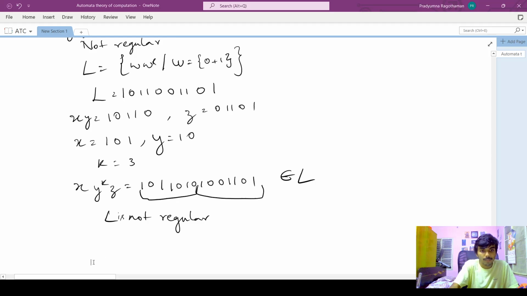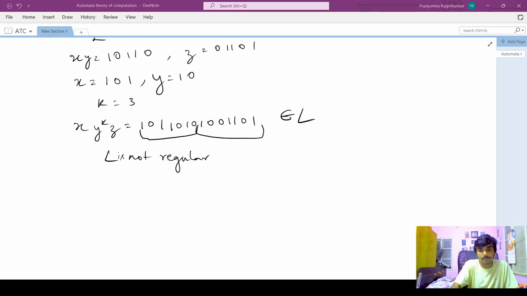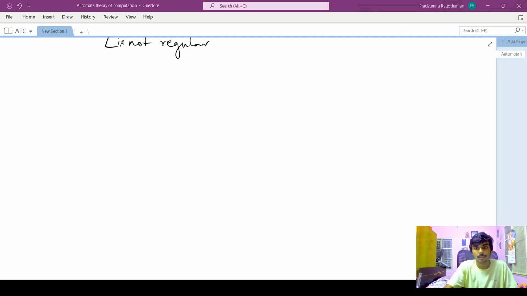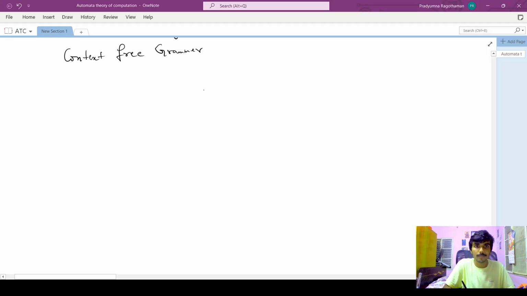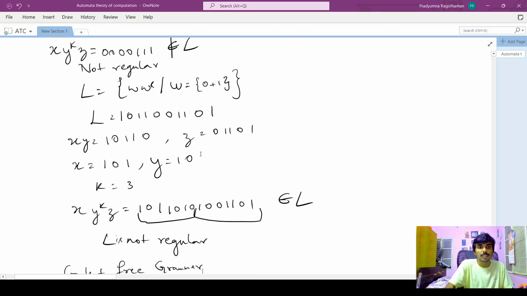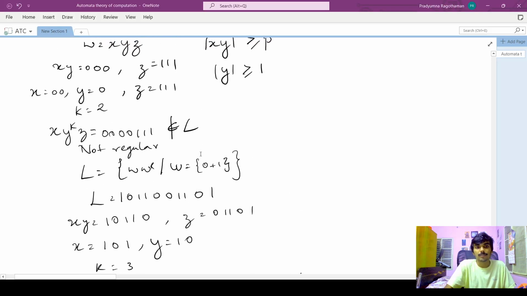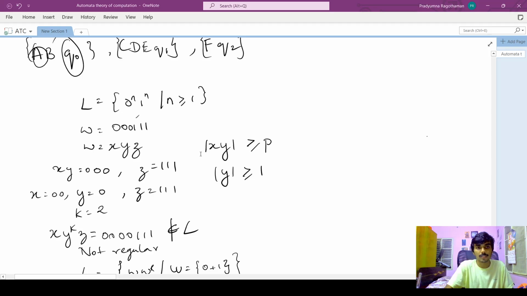Right. So this was the small concept of pumping lemma. Now we shall see the context free grammar. So this concept aids us to capture the patterns that cannot be captured with automata, the DFA or NFA.